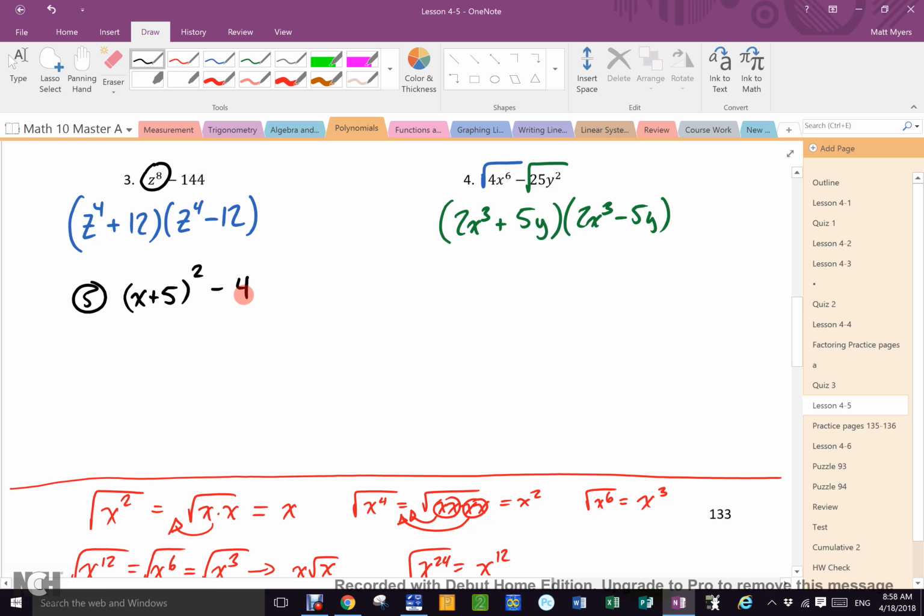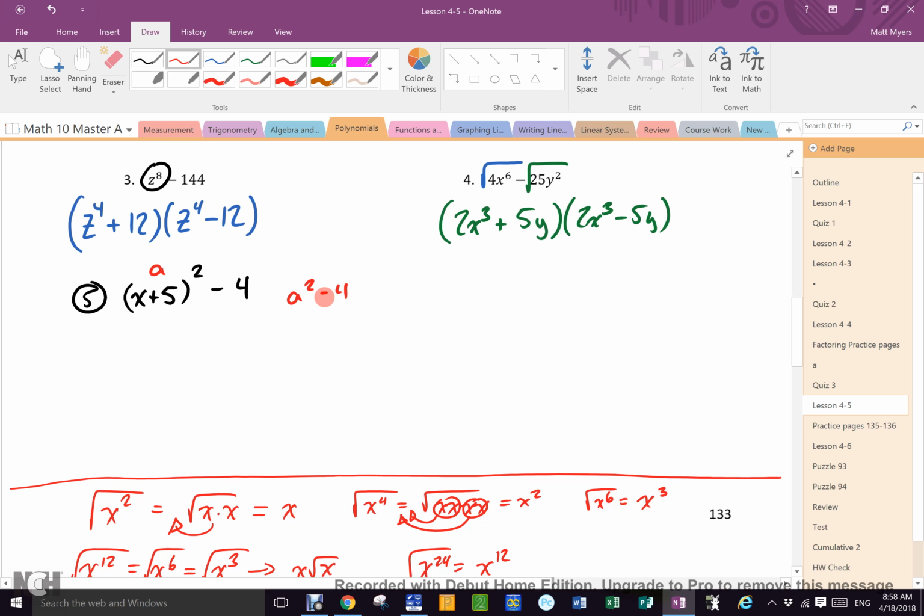What about that makes it yucky? The x plus 5, correct? We don't like that, do we? What is the trick I've shown you to get rid of something like that you don't like? Replace it with what? Any other variable. What if I make that a? Then what do I have? A squared minus 4. Is that easy?